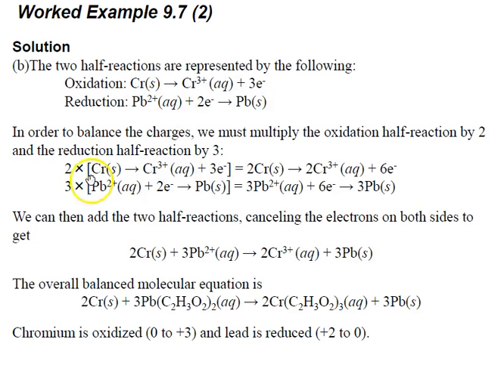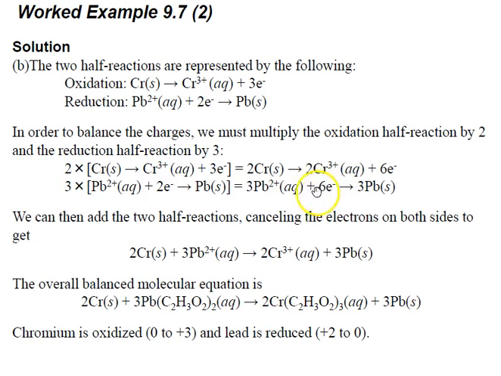So if we take our chromium part and multiply it by 2 and rewrite it, we get 2 parts of our chromium solid are going to give us 2 chromium 3+ ions plus 6 electrons. And then if we multiply our lead part by 3, we get 3 lead ions plus 6 electrons gives us 3 parts of our solid lead.